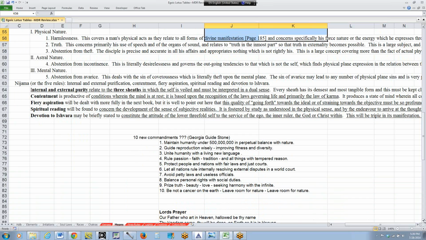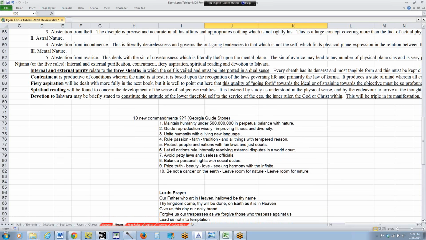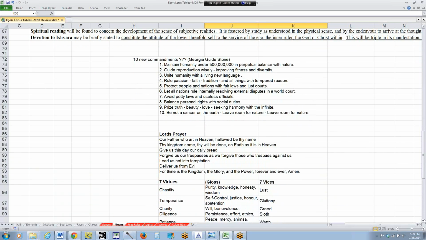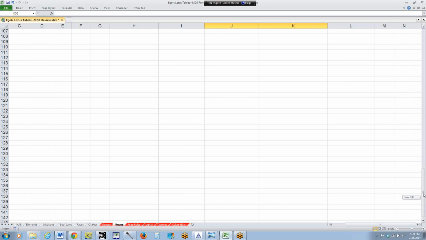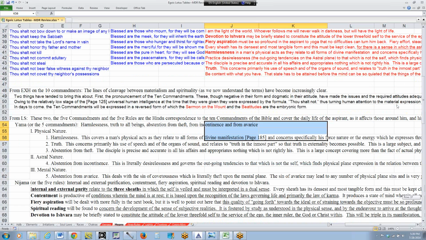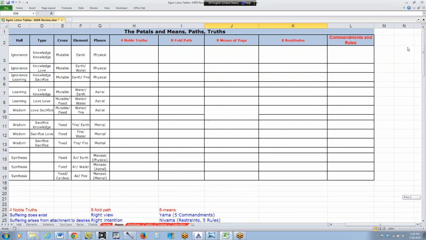Someone has tried to do 10 new commandments. We don't know whether these will be universally accepted. The Lord's Prayer is listed here. You'll have all of this. The 7 virtues, the 7 vices, and the way, I suppose, from vice to virtue. So when it comes to this, I'm not going to say very much.